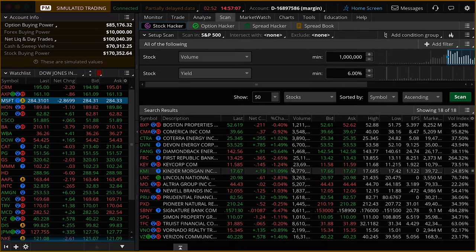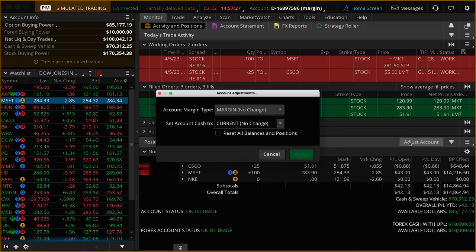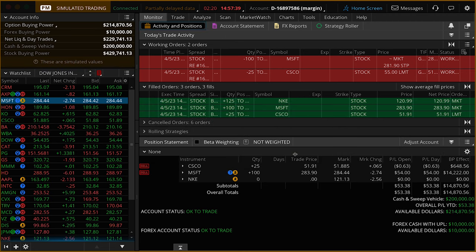Okay, the last couple features I want to show you is how to adjust the cash value or the total cash in your account here. So we're going to go up to monitor and we're going to go back to activity and positions. What we're looking for is this button over here on the right that says adjust account. Now let's say rather than starting with $100,000 like we usually do, we want to start with a different amount. Well, I can click right here on adjust account and I can set the account cash to a different value. So let's say I actually wanted to set it to $200,000 to start. I'm going to go ahead and click on that, type in 200,000, press enter, and press apply, and now my account, my net liquid value is over $200,000.